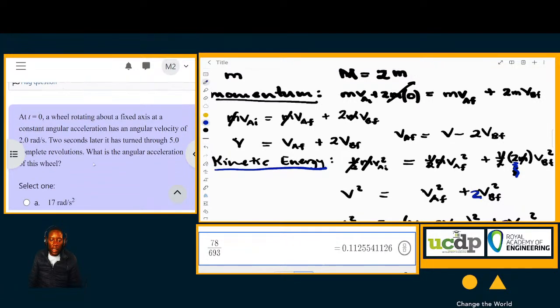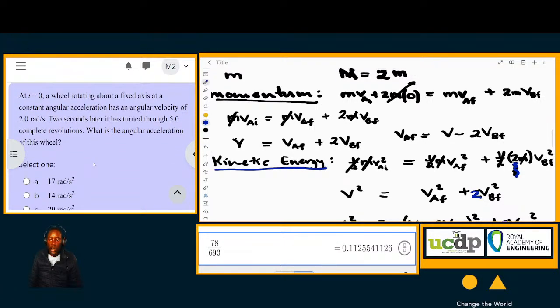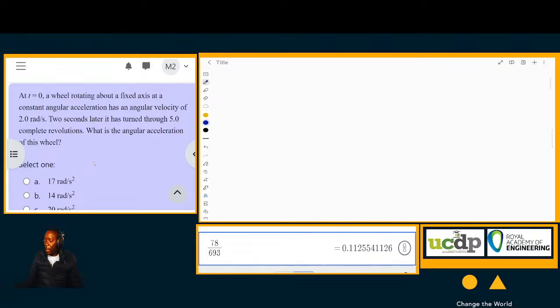I'll just rush through the second one. We've already changed from momentum. We're now on the second part, a question from rotation about a fixed axis. So most importantly, if you are familiar with your equations of motion, this section should not give you a problem.